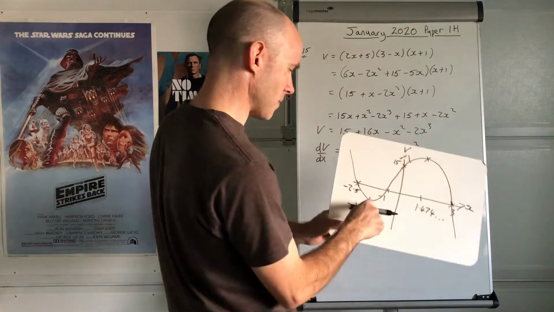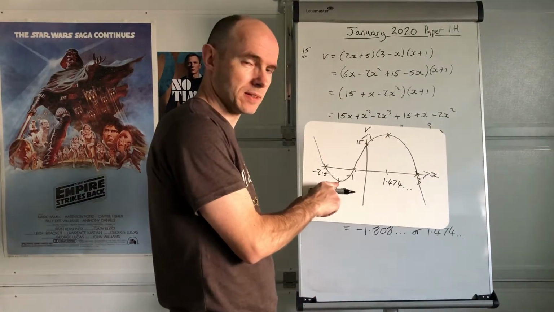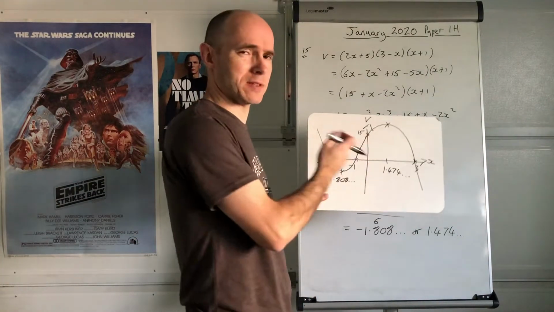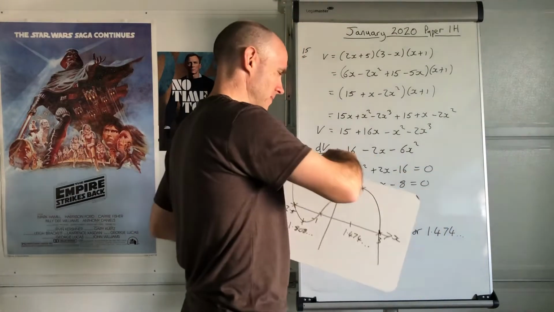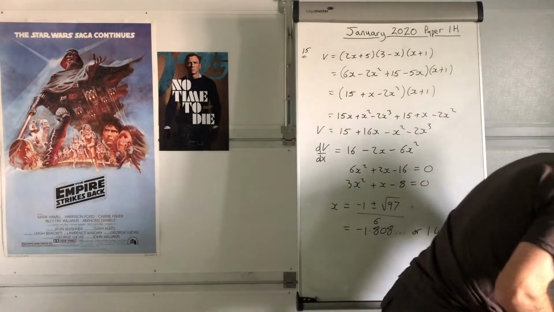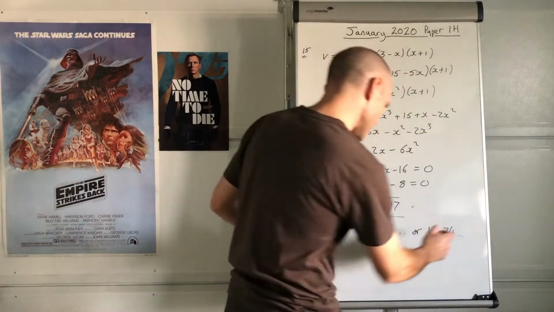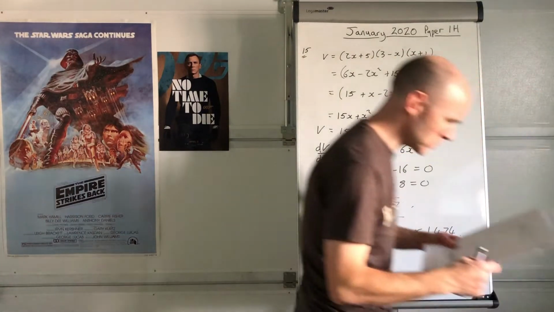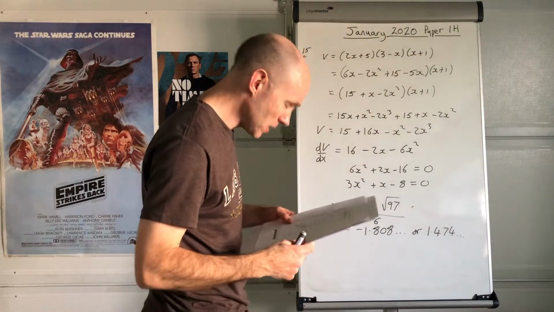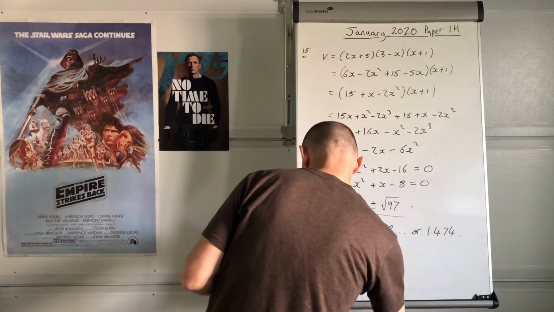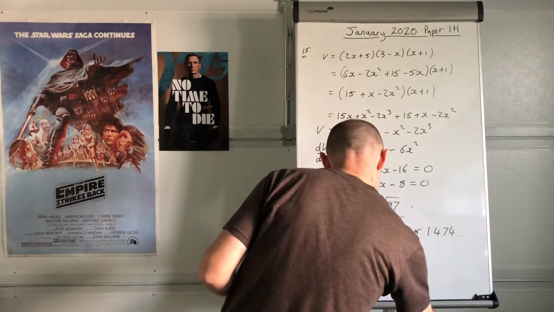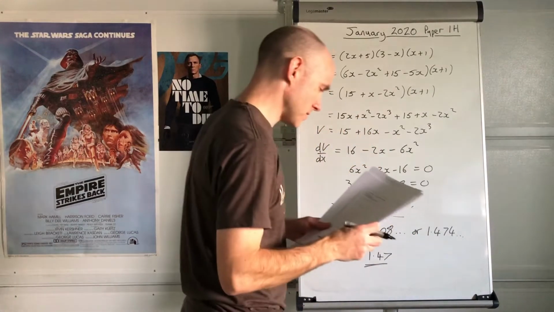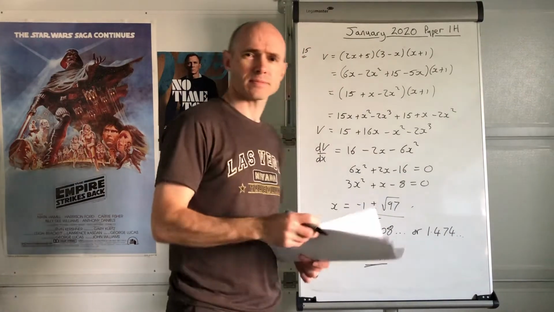So that point would be a minimum if you can have negative values of x, but you can't. Of course you can't, so it's to be ignored. So this is the answer we want. What's the degree of accuracy? We're going to leave it to 3 significant figures. So therefore 1.47. Here's our answer. I hope you enjoyed that.